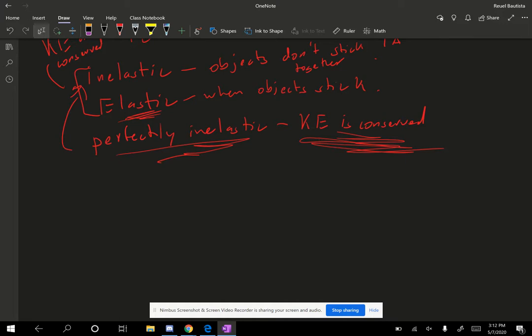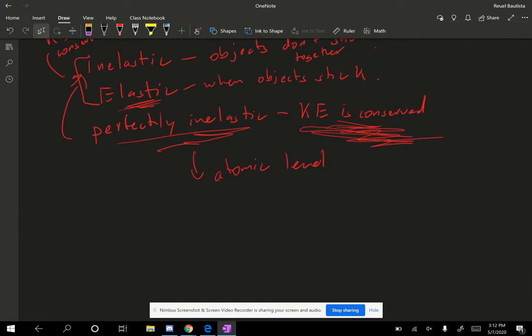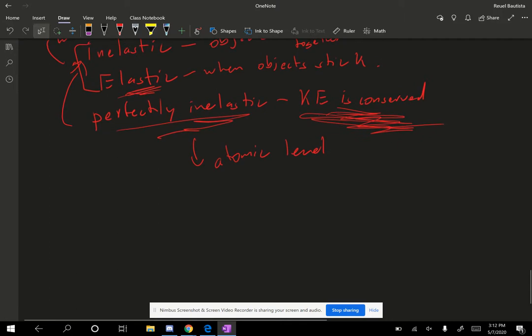Okay, I'll tell you guys now. This is only possible at the atomic level, meaning at the very, very small quantum level, with atoms and molecules and stuff like that. That was the only way a perfectly inelastic collision is possible, when kinetic energy is conserved. But a lot of the times, in the problems that you might see on the AP exam, we're going to get a hypothetical perfectly inelastic collision. And that's fine, but it doesn't typically happen in the real world.